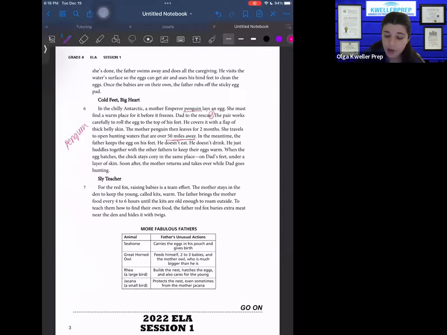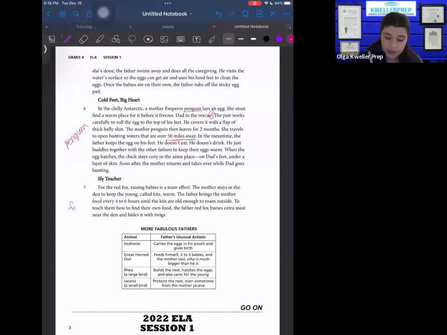In the meantime, the father keeps the egg on his feet. He doesn't eat, he doesn't drink. He just huddles together with the other fathers to keep their eggs warm. When the egg hatches, the chick stays cozy in the same place on dad's feet under a layer of skin. Soon after, the mother returns and takes over while the dad then goes hunting.